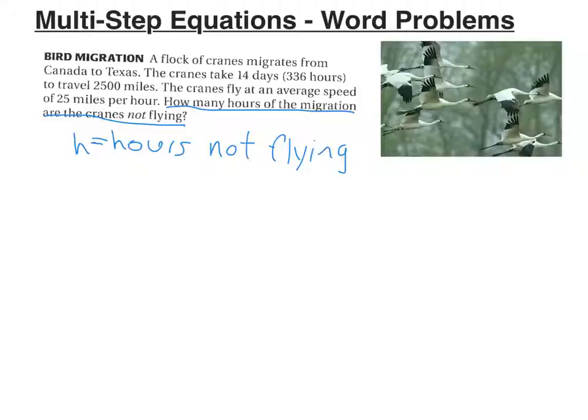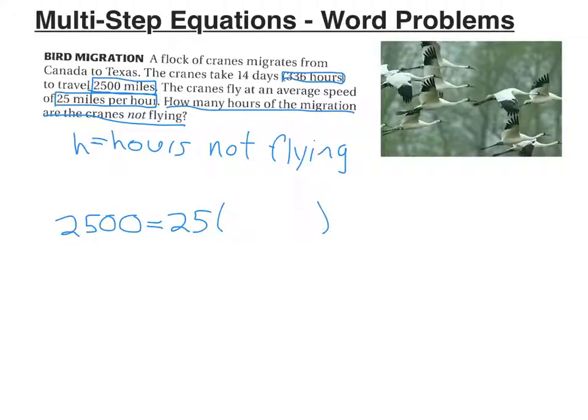Just excellent handwriting. Unbelievable. Now we want to make sure we get our important information. They take 336 hours total, and they travel 2,500 miles. And we know the speed they fly too. We know they travel 25 miles per hour. So we know the total distance they travel is 2,500. And that's going to be equal to the speed they travel times the time they spend flying.